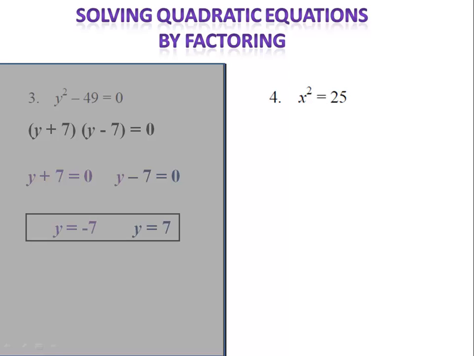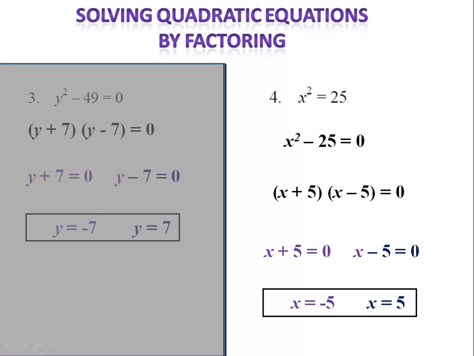Example 4 is for you to try. Notice it says x squared equals 25. We need to move everything over to the left-hand side so that we have the equation equal to 0. So x squared minus 25 equals 0, and now we can factor and solve. Please pause the video here and come back once you're finished. When we factored, we had x plus 5 and x minus 5 equals 0. We solve each piece to find the solutions to the equation are x equals negative 5 and x equals positive 5.